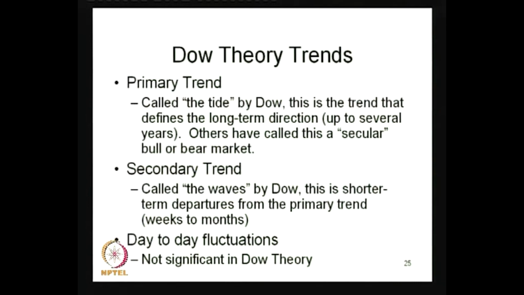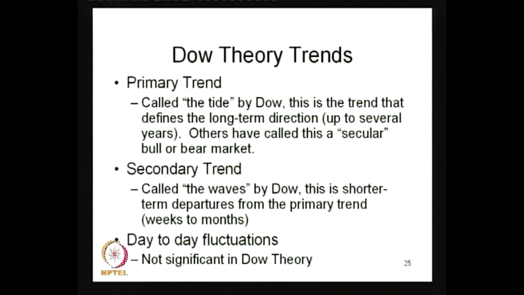And day-to-day fluctuations are not reflected in the Dow theory. So, Dow theory basically talks about the price fluctuations of a particular stock up to the month. It can start from a year-wise analysis, and it can go down to the weeks or the months.